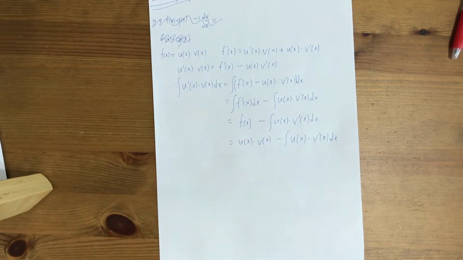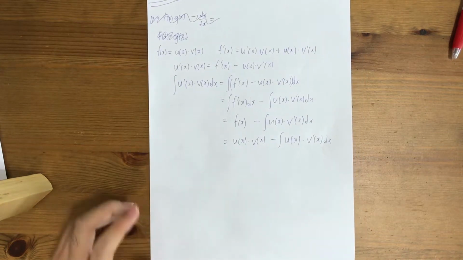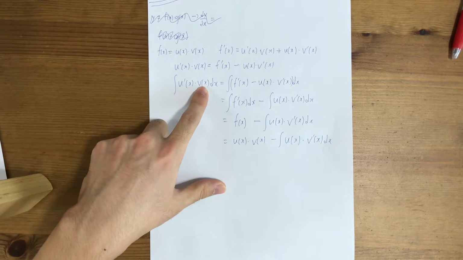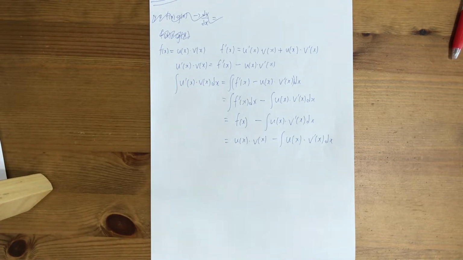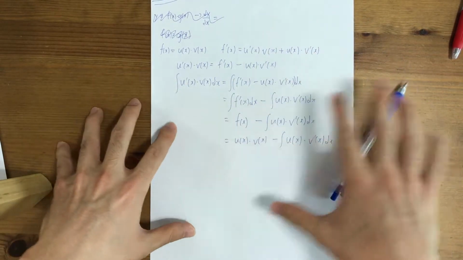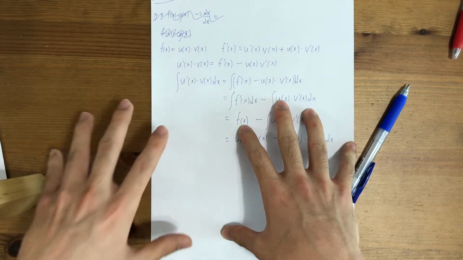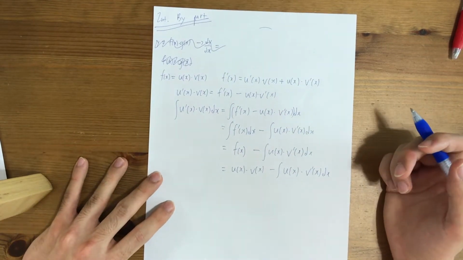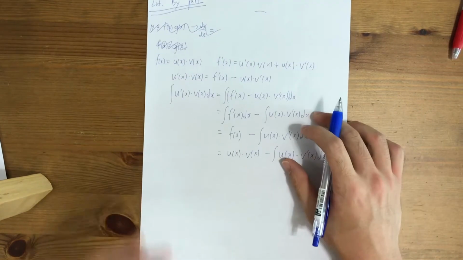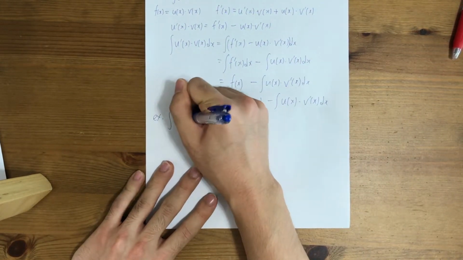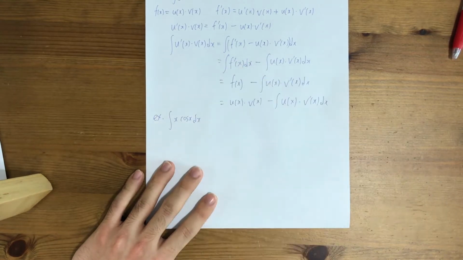So when you have a product of two functions, you must define which one is differentiated and which one is not differentiated. Because depending on which one is which, it determines whether you can integrate or not. In some cases you may not be able to integrate. So for example, let's see a case like this: x times cosine x.